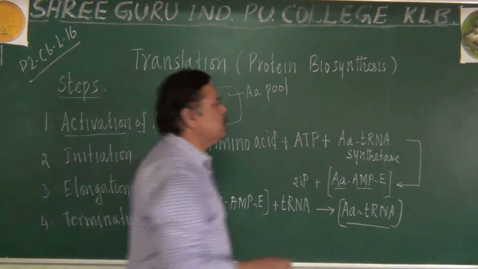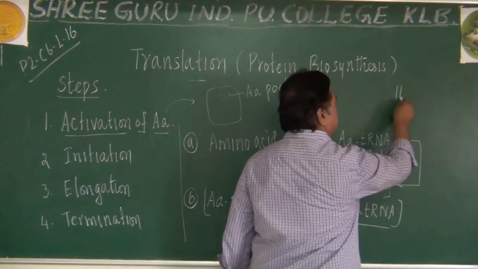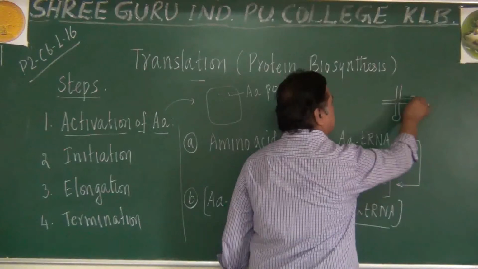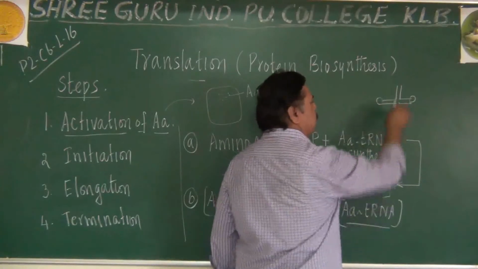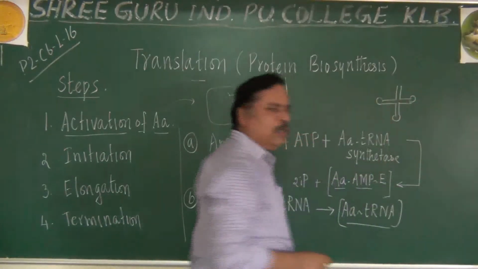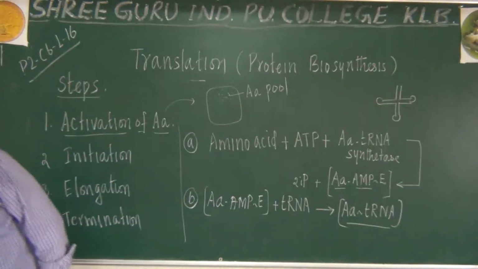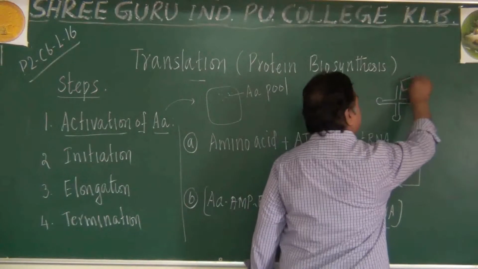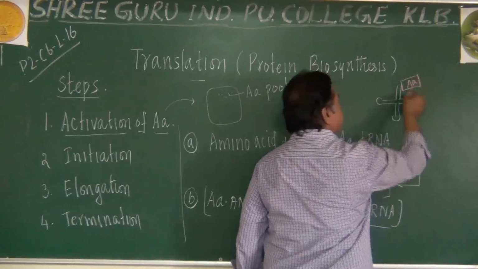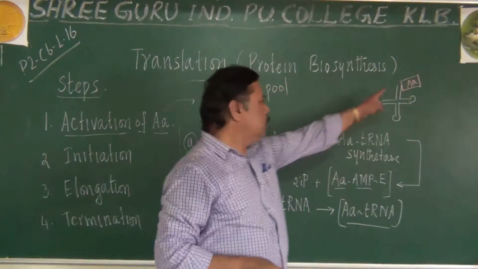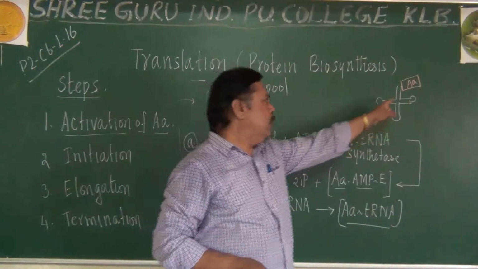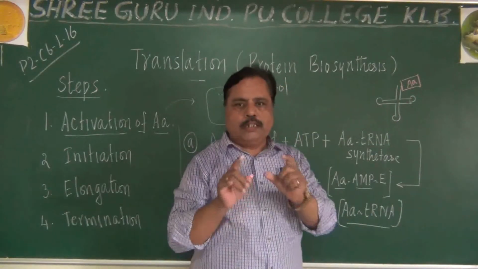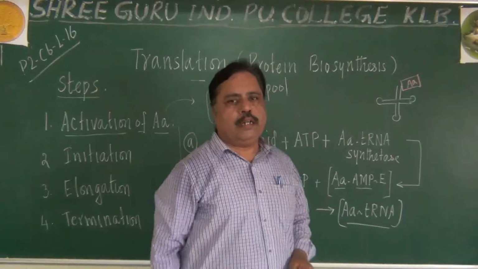What is meant by charging of the tRNA? Imagine this is the tRNA structure with 3 loops and everything. In this 3' end, our amino acid will go and shift, or occupy. So here amino acid will be occupying that position. Now this tRNA is called amino acid tRNA. Do you get my point? This is called amino acid tRNA.